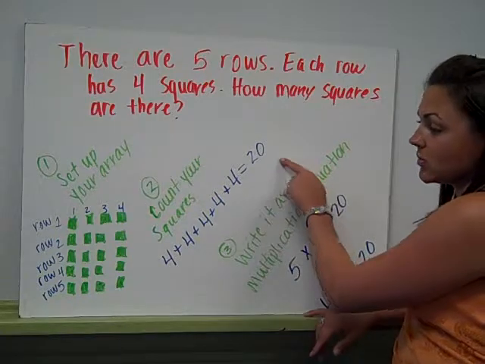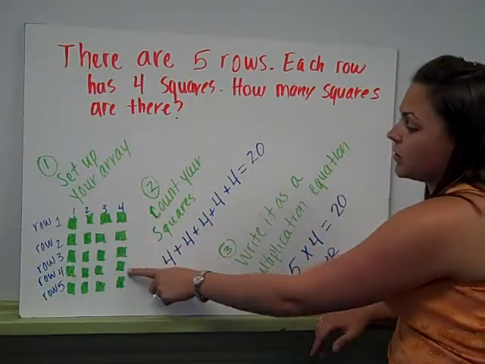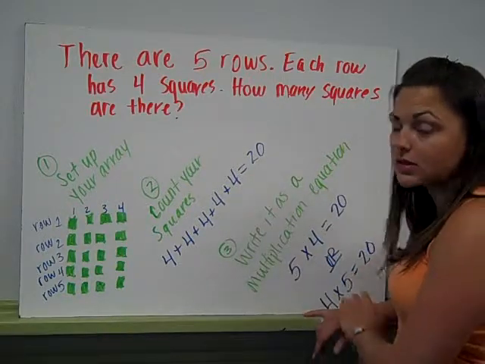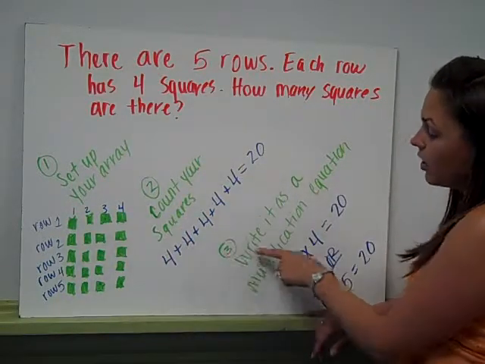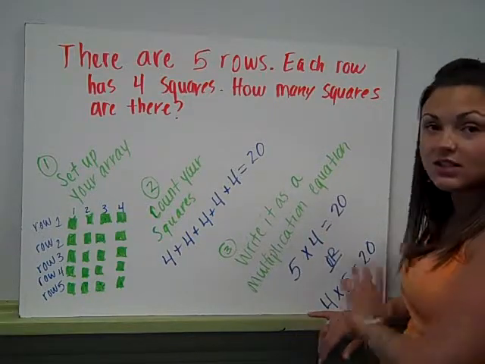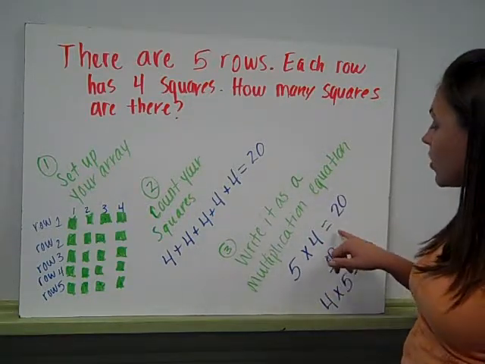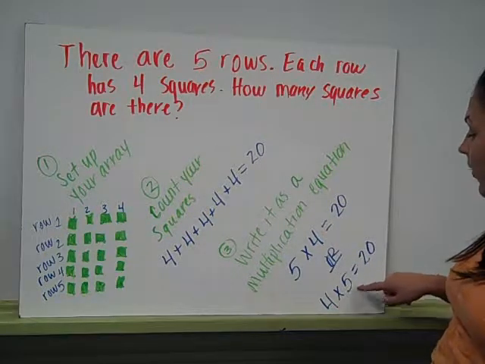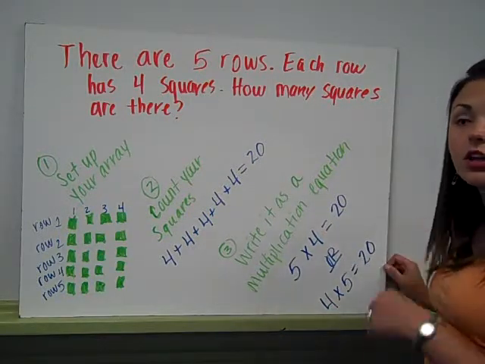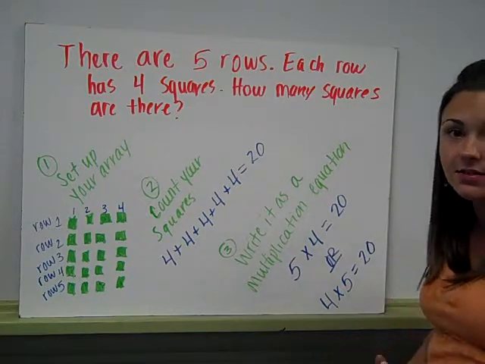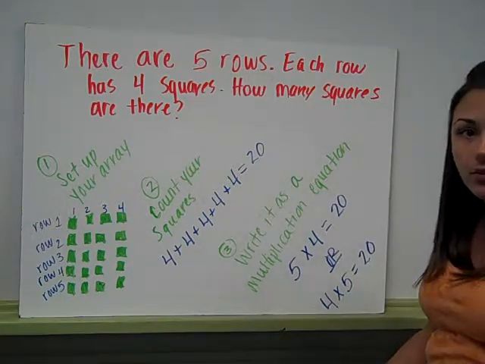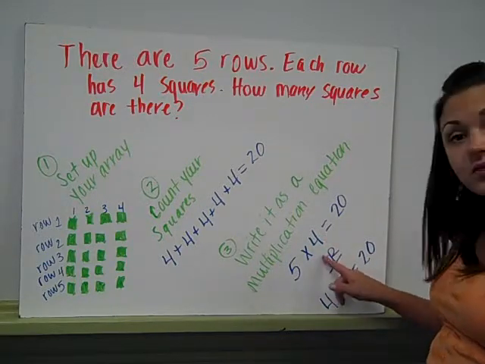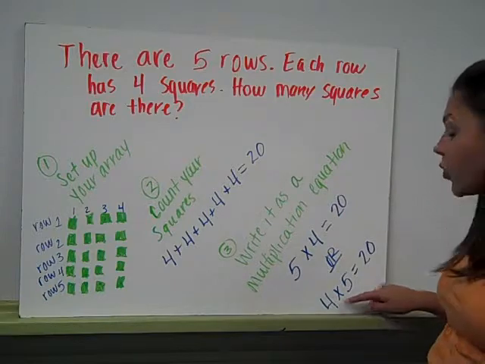Repeated addition shows me 4 plus 4 plus 4 plus 4 plus 4. 1, 2, 3, 4, 5 4s. Gives me 20. I counted 20. Write it as a multiplication equation in step 3. 5 times 4 equals 20. Or you could write it as 4 times 5 equals 20, because remember, the commutative property of multiplication states it doesn't matter which order my numbers are in, they are going to give me the same product no matter what. 5 times 4 is the same thing as 4 times 5.